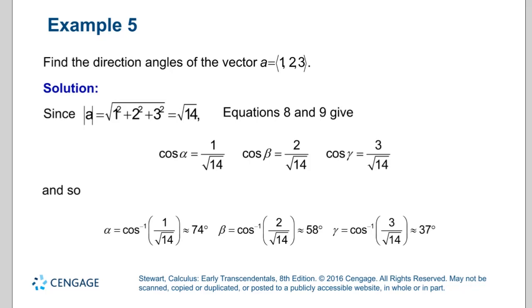So it is a 74-degree angle to the x-axis, a 58-degree angle to the y-axis, and a 37-degree angle to the z-axis. So that gives me my angles to each of those respective axes.